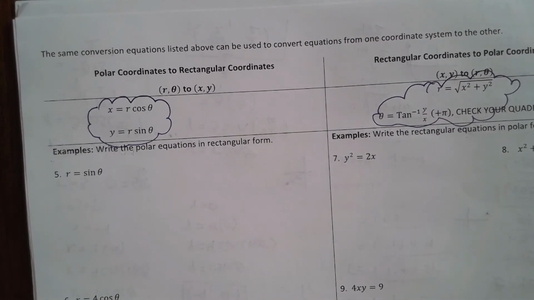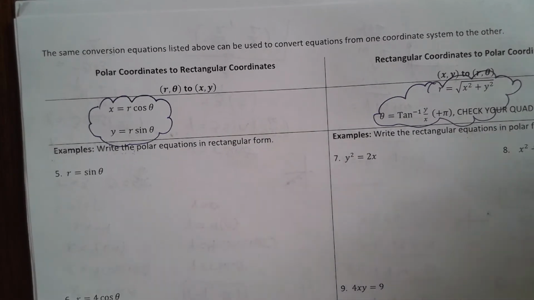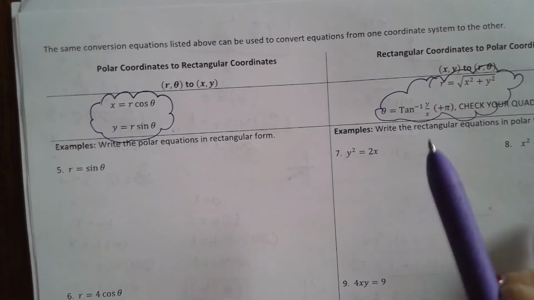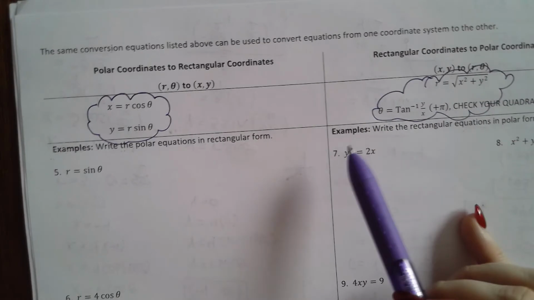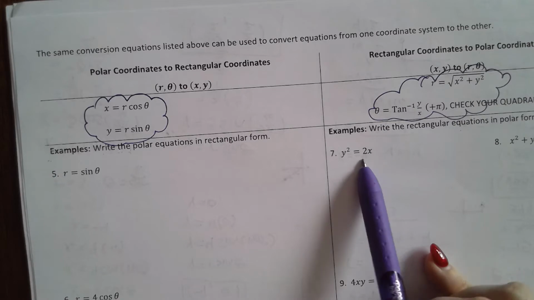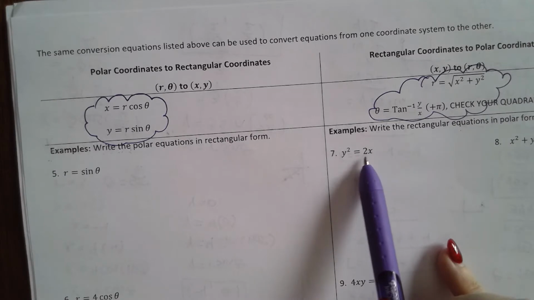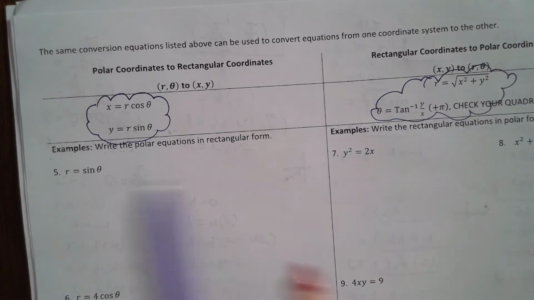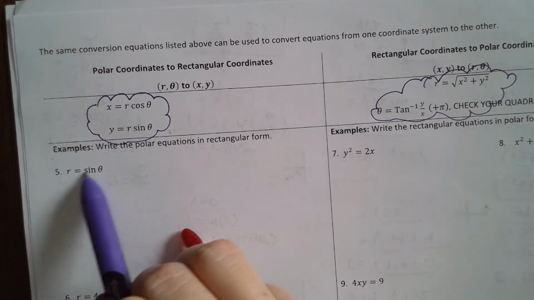Okay, so in the last video, we were converting from rectangular to polar and polar to rectangular for the ordered pairs. In this video, we're going to be converting equations. For example, we might be given this equation in Algebra 2, y squared equals 2x, and we said graph this. We know how to graph this.